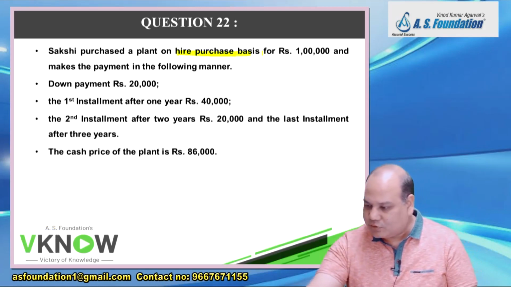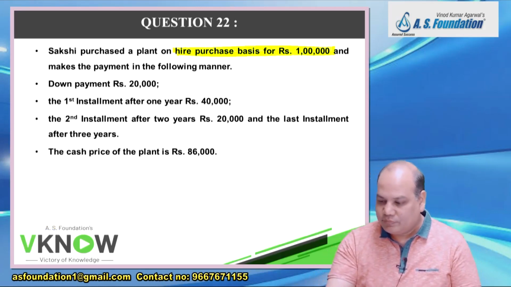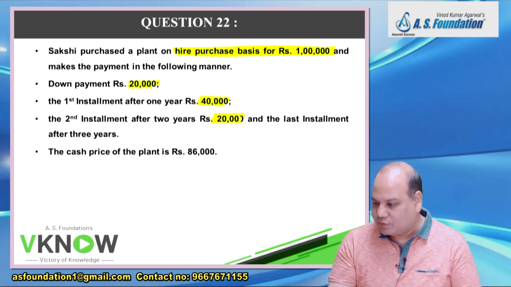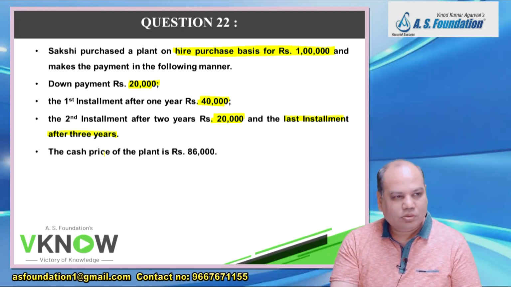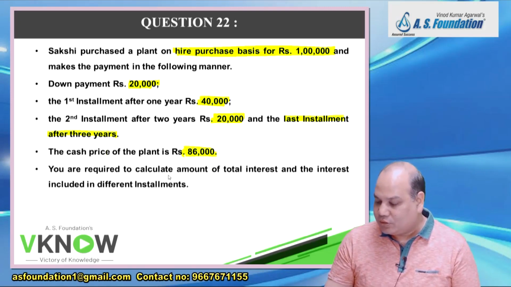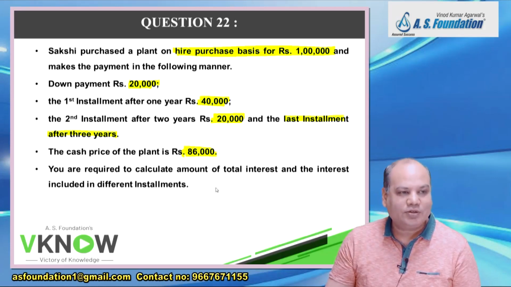The HP price is 1 lakh. Take on your calculator 1 lakh. Out of that, down payment is 20. First installment is 40 minus 40. Second installment is also 20. So the last installment must be 20,000. Unnecessary, they are trying to confuse you. It is 20,000. That's it. Cash price is 86,000. So what is the total interest? 14. But that is not enough. You are required to calculate the amount of total interest and the interest included in the different installment.